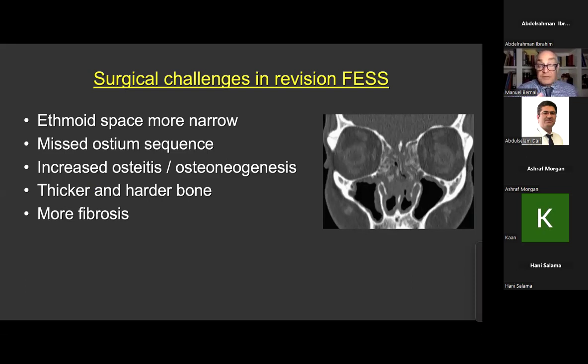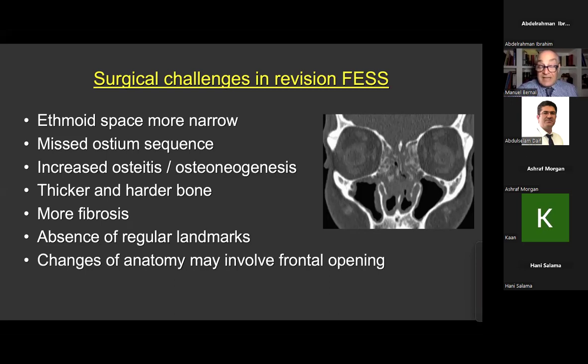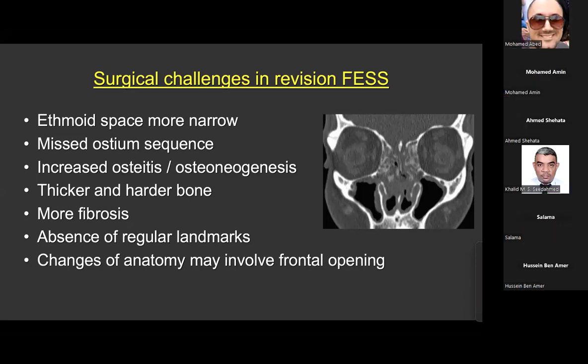Of course, all the tissue surrounding that osteoneogenesis is more fibrotic. You no longer have those translucent polyps. You have really fibrotic, tough polyps that even microdebriders have difficulty sucking and removing. And again, you no longer have regular landmarks, and that makes things a little more difficult, particularly if these landmarks involve the anterior ethmoid and occlude the opening of the frontal.